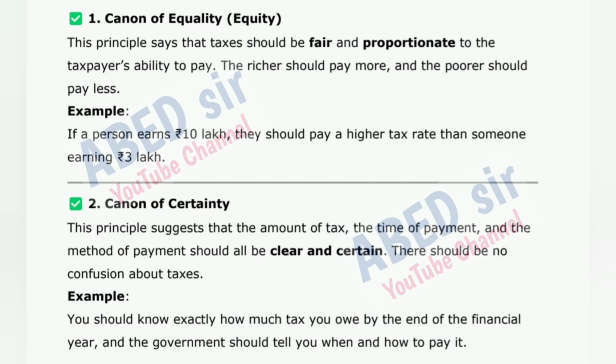This principle suggests that the amount of tax, the time of payment, and the method of payment should all be clear and certain. There should be no confusion about taxes. Example: you should know exactly how much tax you owe by the end of the financial year, and the government should tell you when and how to pay it.